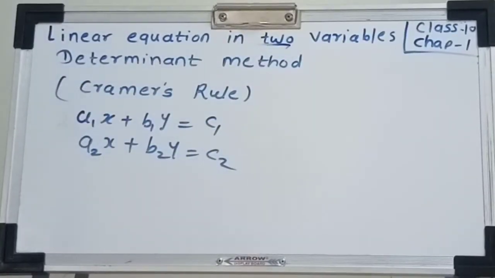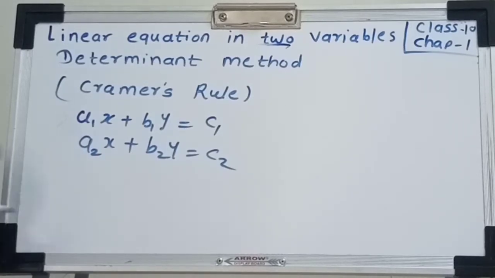These are the two variables x and y, and a1, b1, c1 are the coefficients. These are coefficients with variables x and y. This is the standard form of a linear equation, ax plus by is equal to c. Now we solve it by the determinant method.